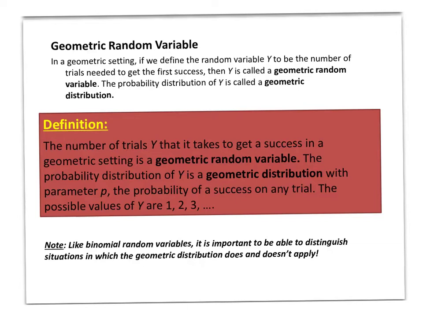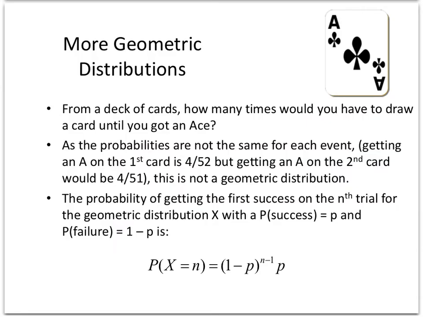We've got to be able to distinguish between those that are geometric, those that are binomial, and those that are something else. So I'm going to give you some examples, and let's see if we can figure out the difference. Here's an example, and we have to determine if it's geometric or not. What if the question I asked is, how many times would you have to draw a card until you got an ace? Again, that conceivably could go on for a very long time. It wouldn't go infinite in this case because there are only 52 cards in the deck, but it could go on for a long time. We cannot tell you exactly how many trials it would take.